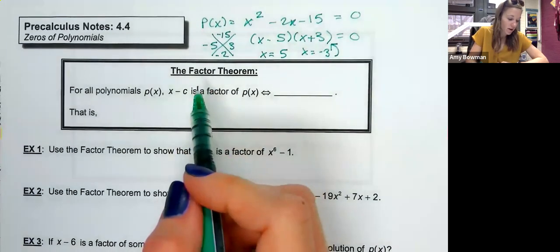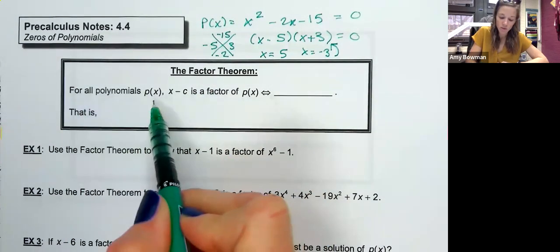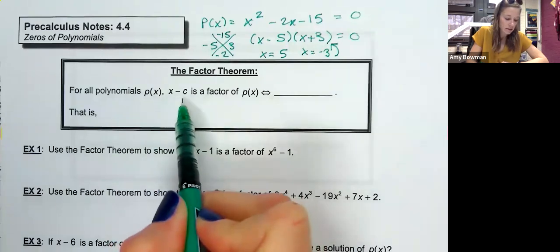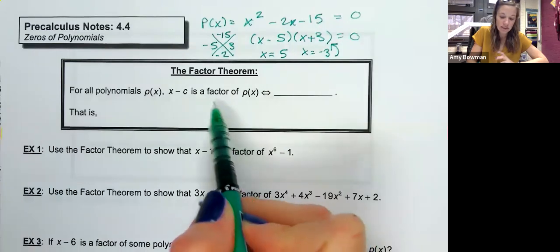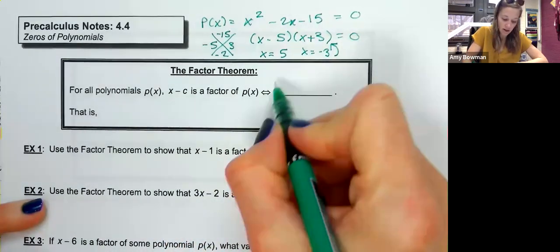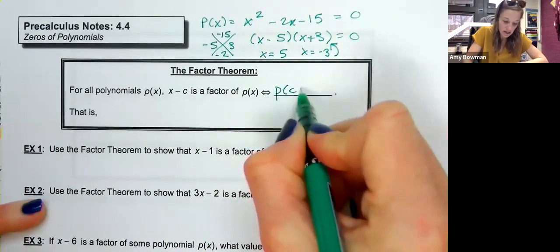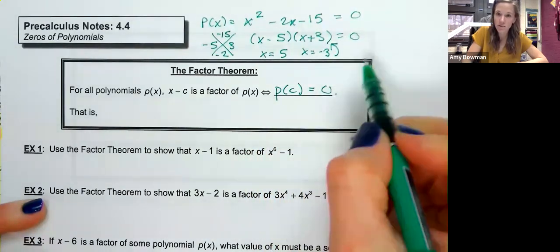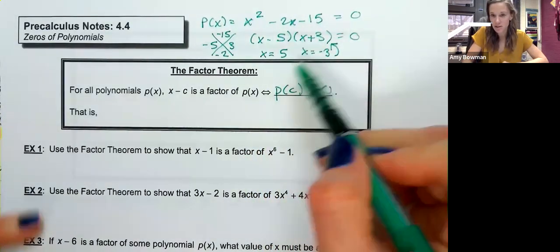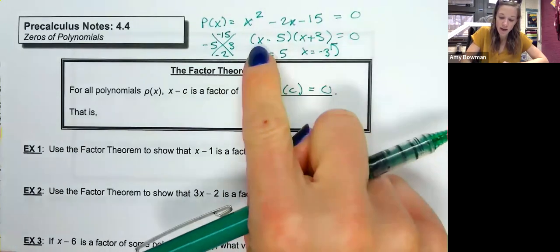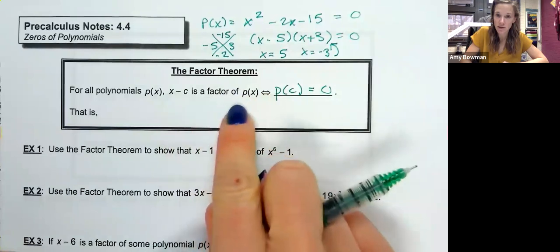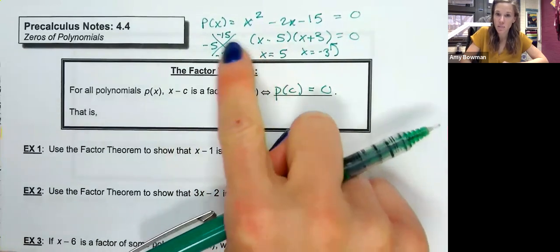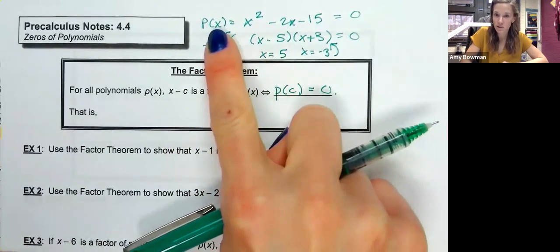So first we'll start with the factor theorem, and that says that for all polynomials p of x, x minus c is a factor of p of x if and only if c is a 0. So in other words, if p of c equals 0. And I'll relate that back up to this example I did here. If x minus 5 is a factor, so x minus c is a factor, then p of c, so p of 5, has to equal 0.